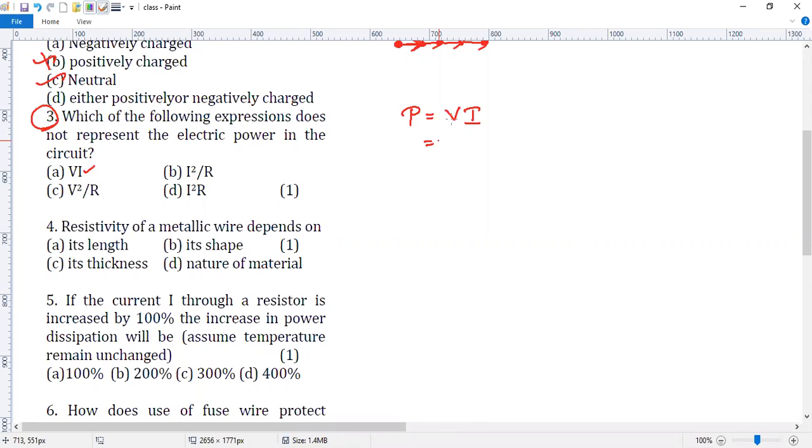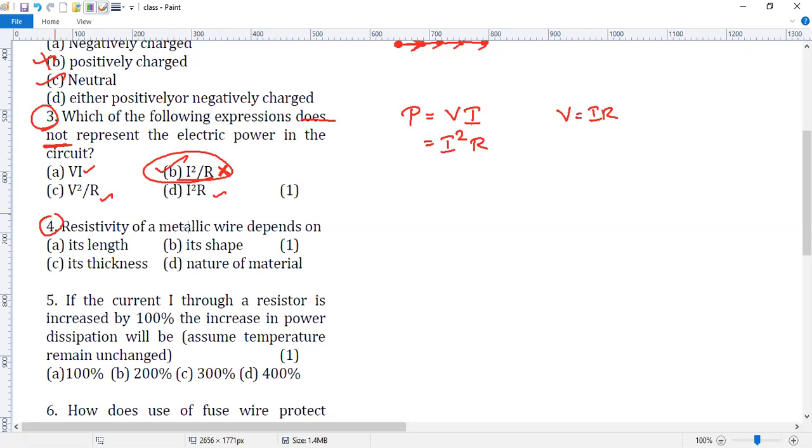So in place of V, what can we substitute? V is equal to IR. So if you substitute IR, it will become I squared R. I squared R will come, but I squared by R will not come. So obviously this should be the answer, because the question says does not represent. So which does not represent? I squared by R. All the others are true for power. Only this one is false for power. So your answer is I squared by R.